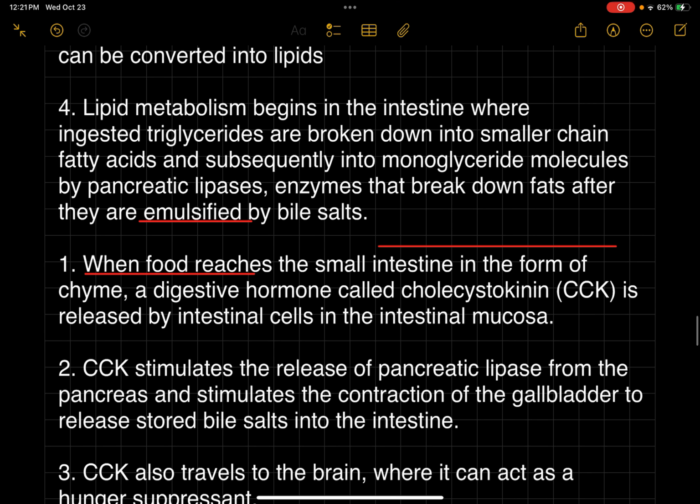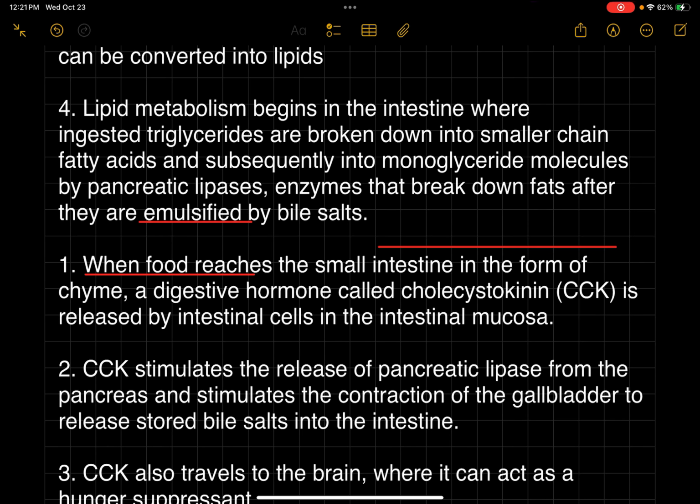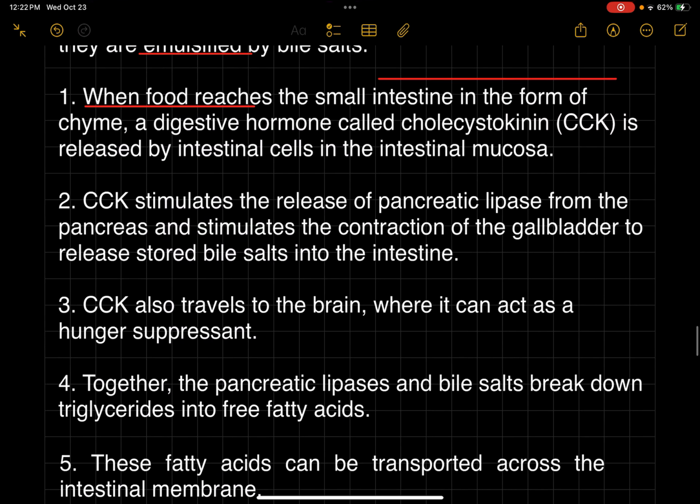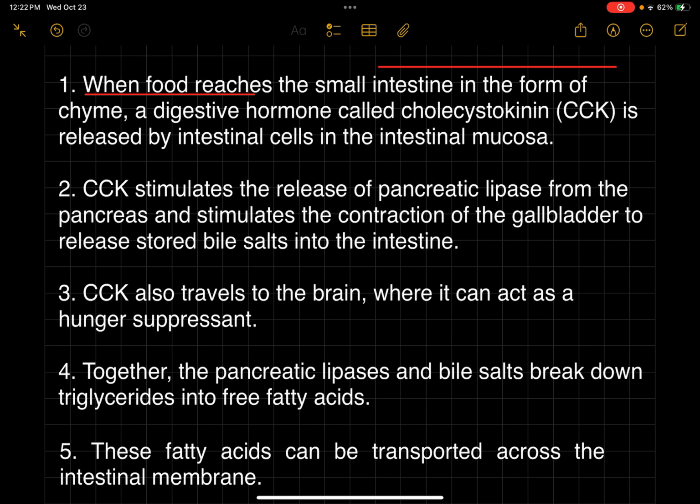So when food reaches the small intestine in the form of chyme, everything that you ate is compressed, and that forms our chyme. A digestive hormone called cholecystokinin or CCK is released by intestinal cells in the intestinal mucosa. The CCK then stimulates the release of pancreatic lipase from the pancreas and stimulates the contraction of the gallbladder to release stored bile salt into the intestine. The CCK also travels to the brain where it can act as hunger suppressant.